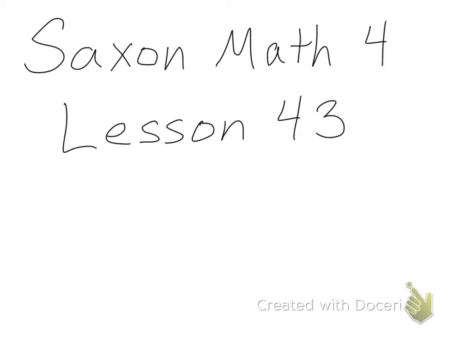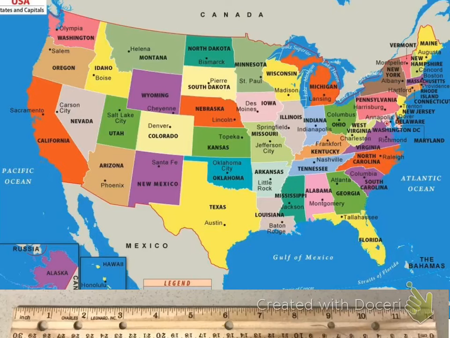Hello everyone. Today's lesson is lesson 43, estimating and measuring distance on a map using a scale and making a table to solve a problem. A few days ago, we looked at the map of the United States to find the different time zones in the different parts of the states. Today we're going to use the map to find the distance between cities in the United States.